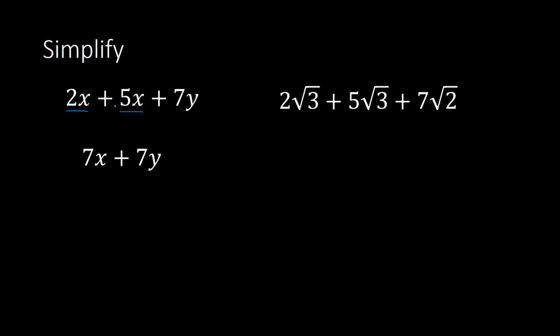To simplify, what you do is you look for like terms. And in this case, instead of a variable, we are looking for like radicals. So notice the first and the second terms, just like in the other example, they both have like radicals, where they both have a square root of 3 after the number. So these are like terms, and I can combine them just like we did with variables, where we have 2 square roots of 3 plus 5 more square roots of 3. So now I have a total of 7 square roots of 3, and then the plus 7 square root of 2 at the end.